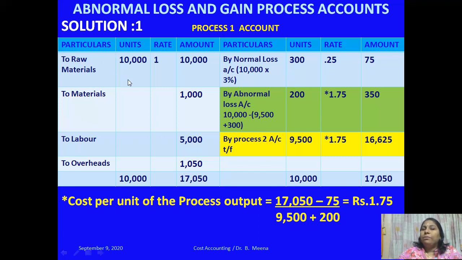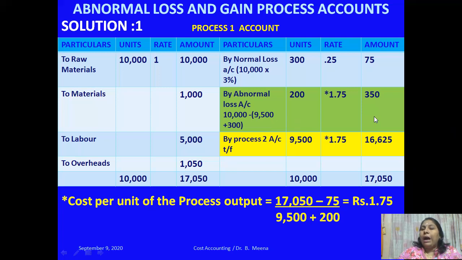What is the input in this problem? 10,000. And normal loss wastage is 300. And output they gave in the problem is 9,500. So 9,500 plus 300, 9,800 only is coming. So out of 10,000, the calculation is coming only for 9,800, meaning the remaining 200 will be the abnormal loss. Because I gave input 10,000, but wastage and output came to around 9,800. So what is my abnormal loss? 200. Okay. So in the units column alone, for the time being, 200, and 9,500 is the output which is to be transferred to the next process. 200 is the abnormal loss, right?